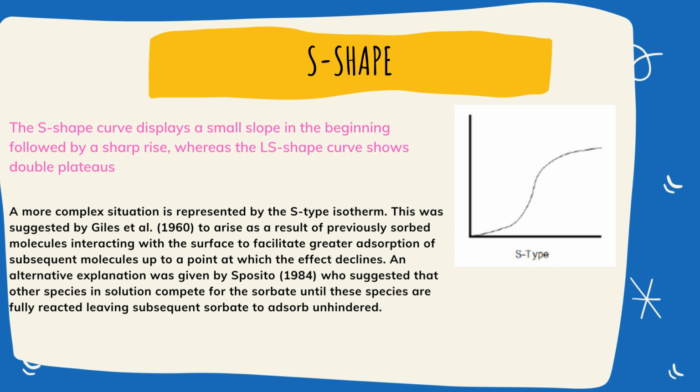Then comes S shape. S-shaped curve displays a small slope in the beginning followed by a sharp rise, whereas the LS-shaped curve shows double plateau. A more complex situation is represented by S-shaped isotherm. This was suggested by Giles et al. To rise as a result of previously adsorbed molecules interacting with the surface to facilitate greater adsorption of subsequent molecules up to a point at which the effect declines.